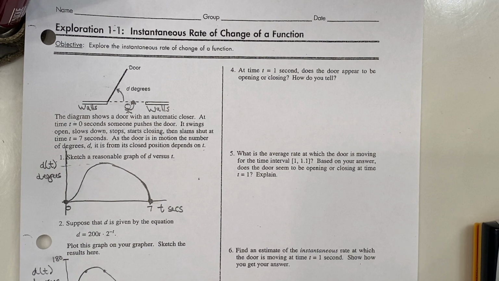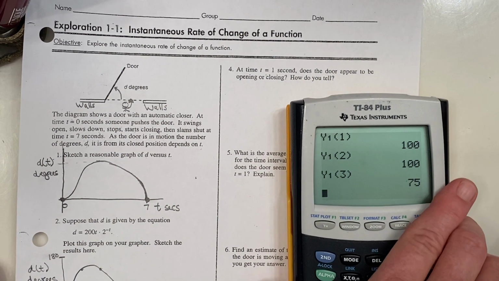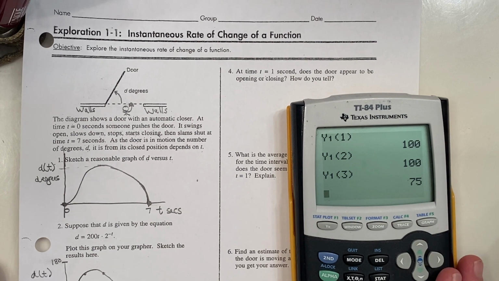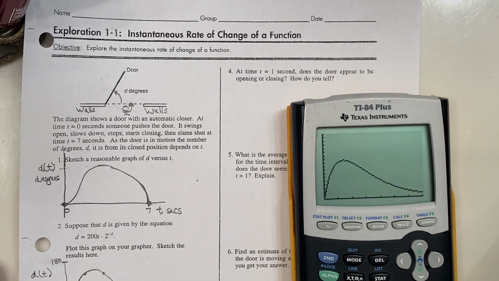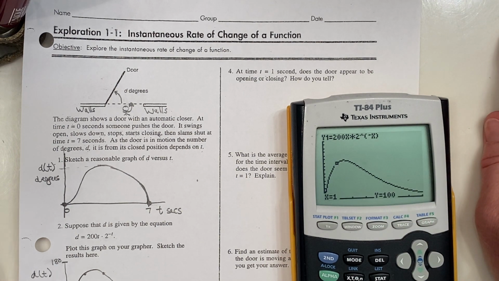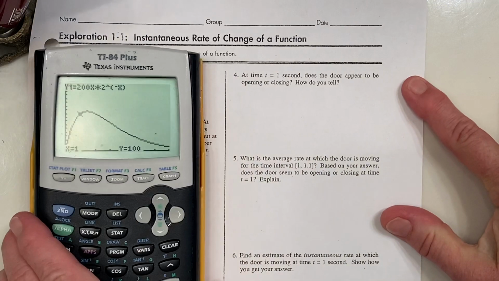All right, look at 4. At time t equals 1 second, does the door appear to be opening or closing, and how do you tell? Well, I'm going back to the graph. I'm going to hit trace, and I'm going to hit 1 to remind myself. Now, where was that point? So what are we going to say here?